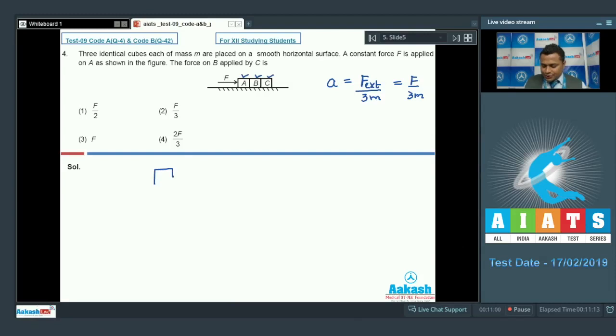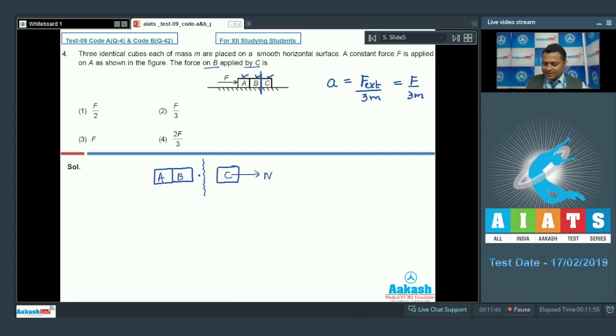Now let us draw a free body diagram and separate the block B and C in order to identify the forces acting between them. Now block A, block B, block C. We have to calculate the force applied by C on block B. It means we have to see the forces between B and C. So let us separate B and C. There is a contact between B and C, so that is why they will exert action-reaction pair on each other. B will exert a normal reaction in this way.